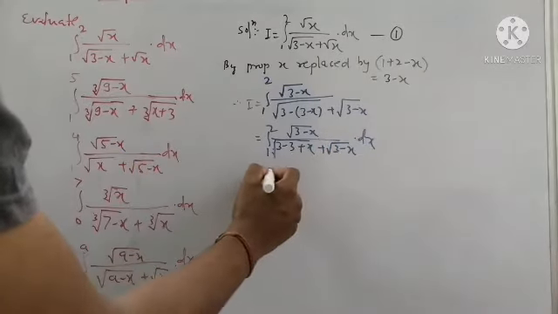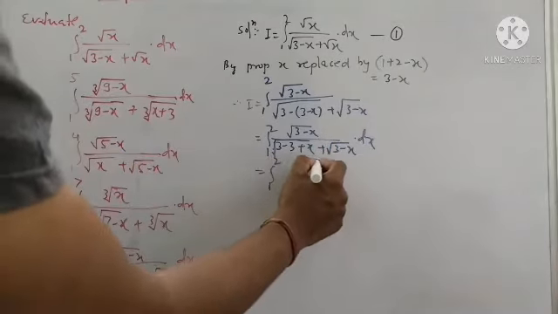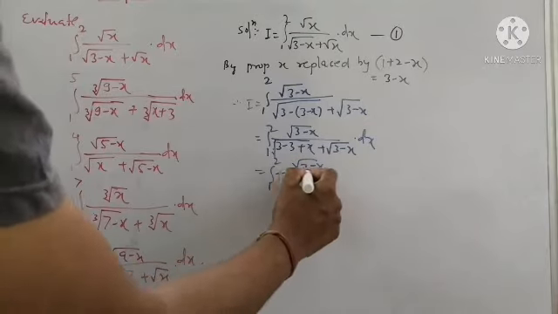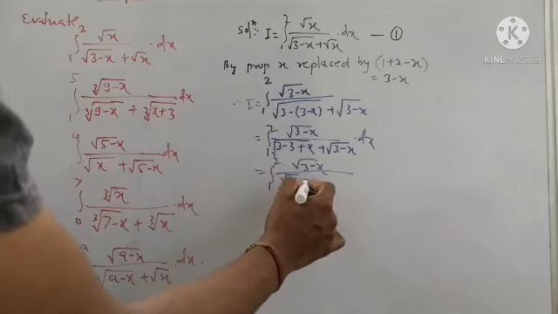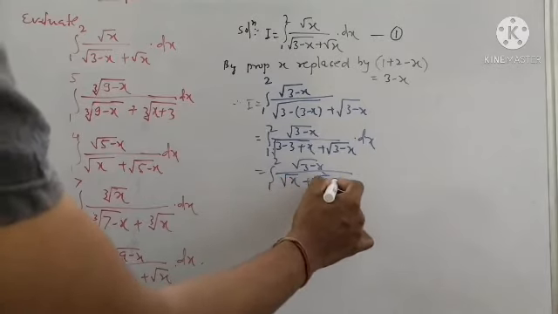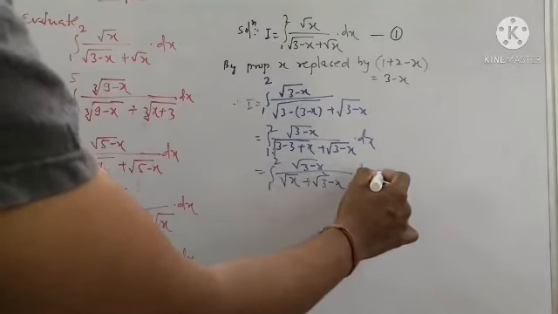Now in simplification again, the numerator is root of 3 minus x, and in the denominator the plus 3 and minus 3 get cancelled, so we take the term as root x plus root of 3 minus x. Now the algebraic simplification is complete.